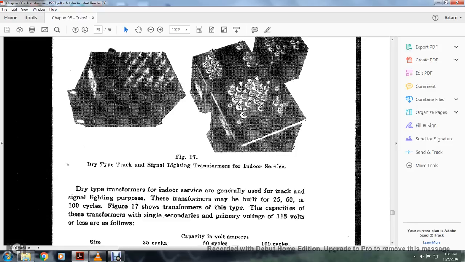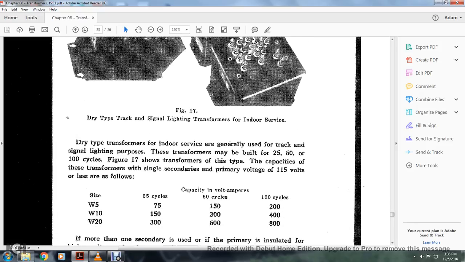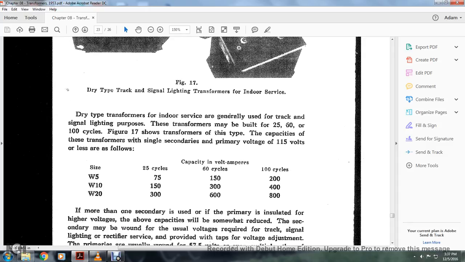Figure 17 shows the transformer type. The capacity of these transformers, single secondary, primary voltages of 115 volts or less, are as follows, capacity in volt amperes. Size W5 is 75 volt amperes at 25 cycles, 150 at 60 cycles, and 200 at 100 cycles. The size W10 has 150 volt amperes at 25 cycles, 300 at 60 cycles, and 400 at 100 cycles. Size W20 has 300 at 25 cycles, 600 volt amperes at 60 cycles, and 800 volt amperes at 100 cycles.